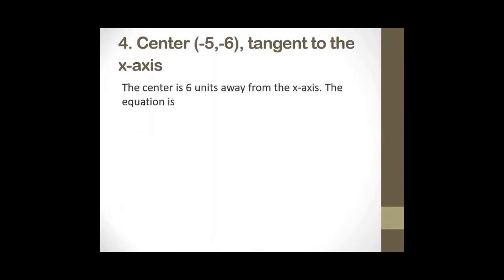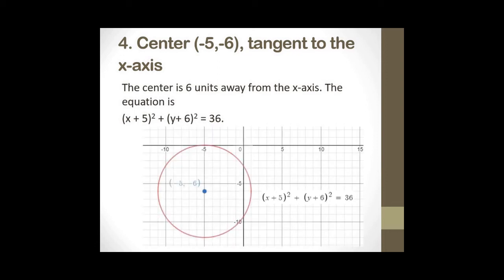Number 4. Center (negative 5, negative 6), tangent to the x-axis. The center is 6 units away from the x-axis. The equation is the square of the binomial (x plus 5) plus the square of the binomial (y plus 6) is equal to 36. Now here is the graph with the center at (negative 5, negative 6).